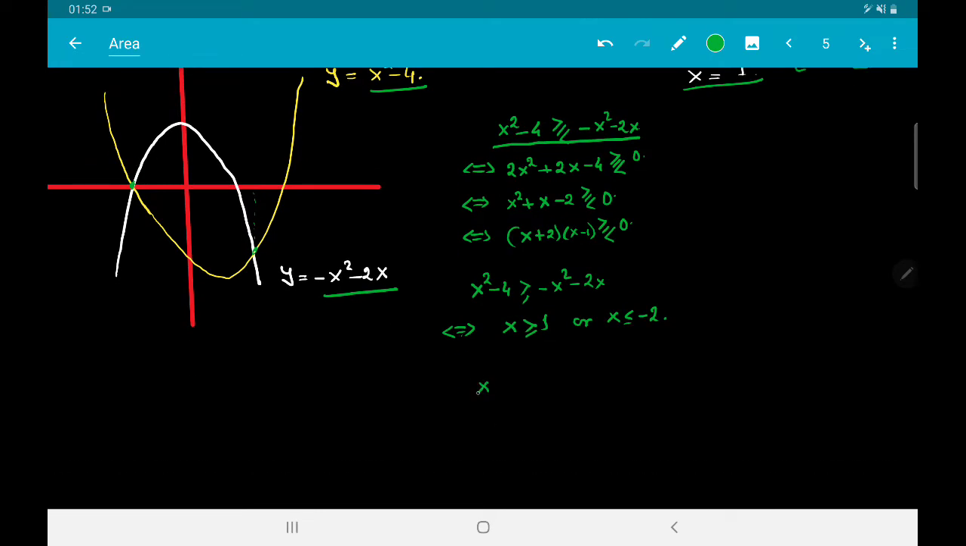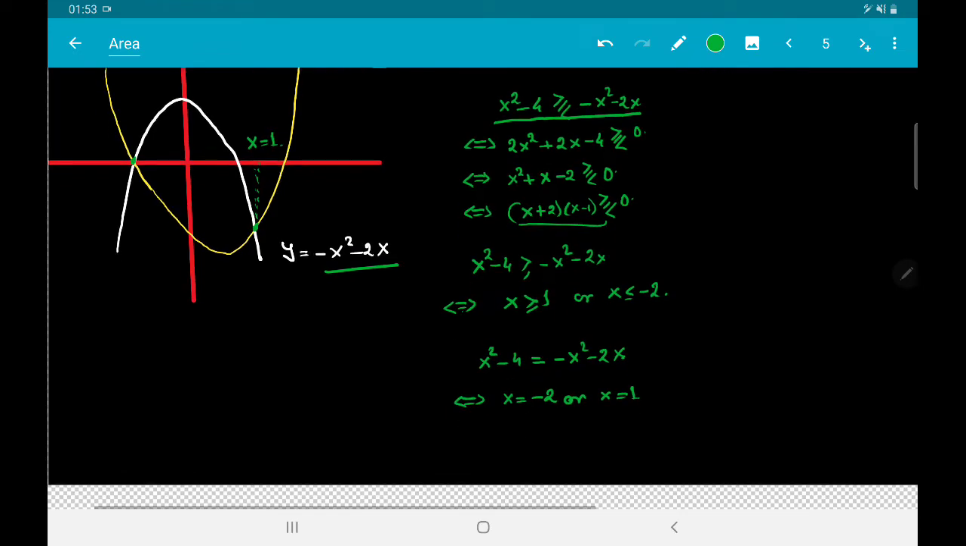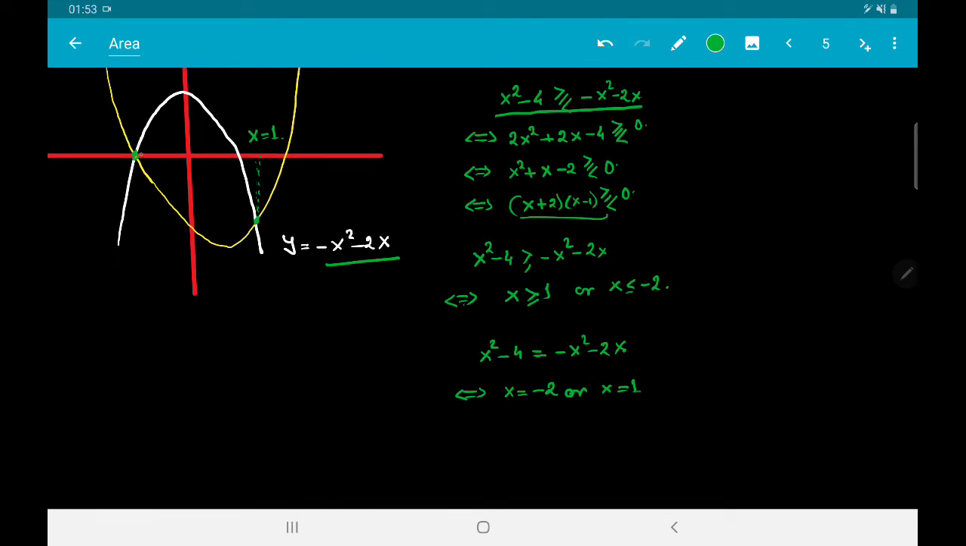So when is x square minus 4 equal to minus x square minus 2x? This is if and only if this is equal to 0. So either x equal to minus 2 or x equal to 1. So this point where the two curves intersect, the x coordinate is equal to 1. And what is this point? Let me determine in a moment. And this point is x equal to minus 2.